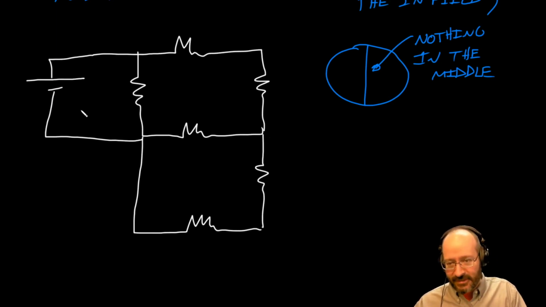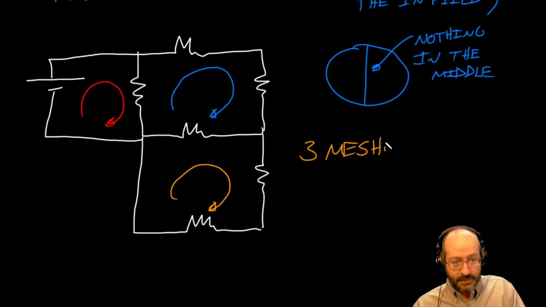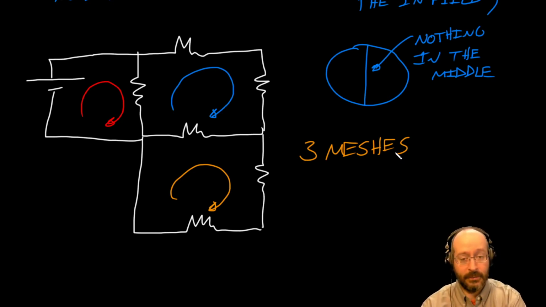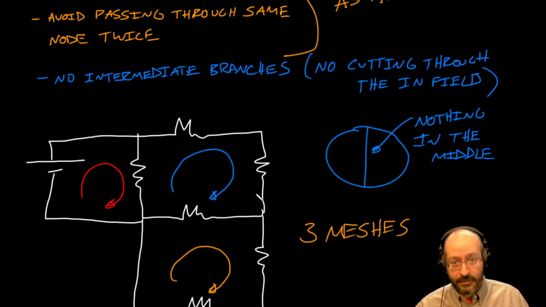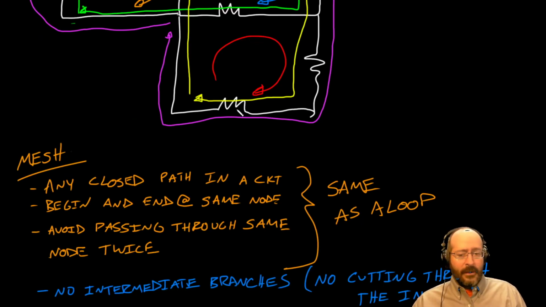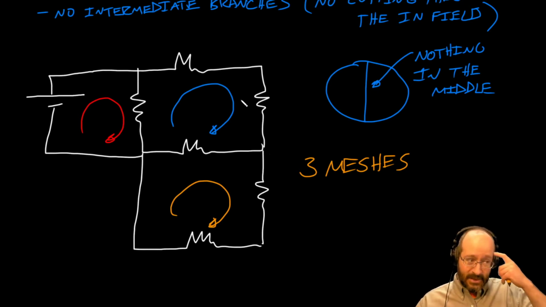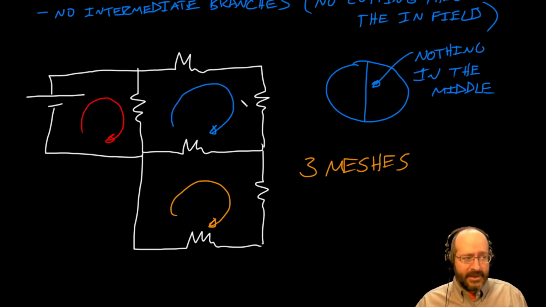But the meshes, in some ways, are easier to find. We've got a mesh here, and we've got a mesh here, and we've got a mesh here. So for this circuit, there are only 3 meshes. Those meshes are also loops. All 3 of those meshes are also loops. But these other loops, the green, the yellow, and the purple, are loops, but not meshes. So when I use the words loop or mesh, I'm usually thinking about which does it apply to. So pay attention to that as much as you can. Okay, that's your anatomy lesson.